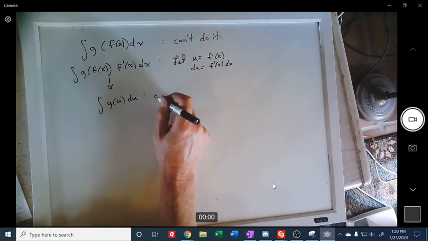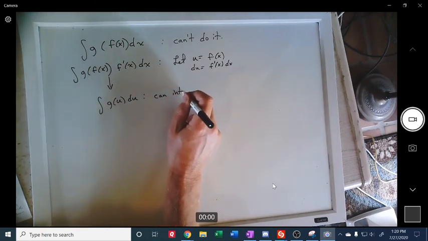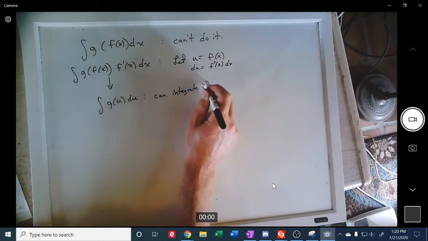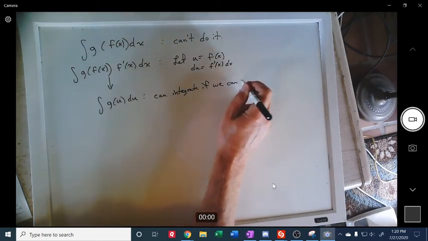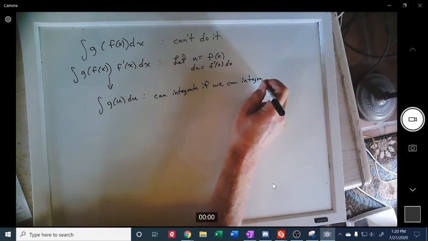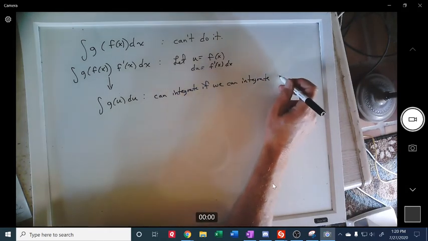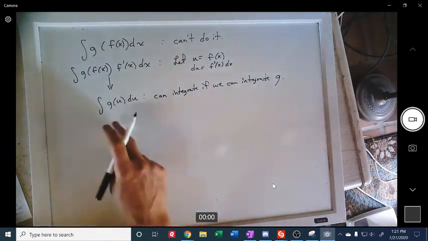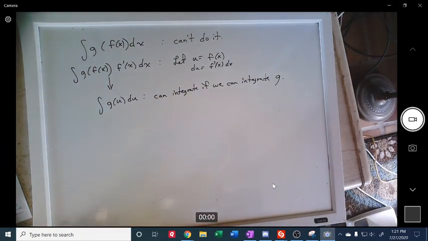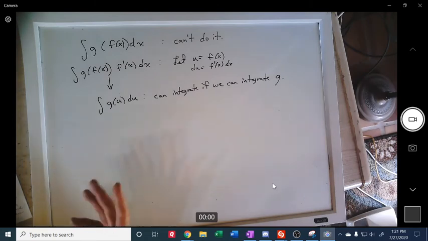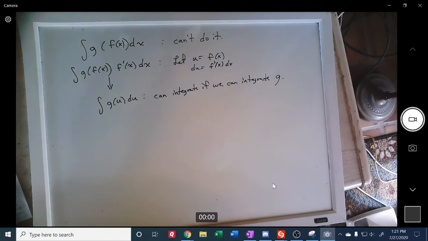And we can integrate if we can integrate g. Sometimes the function g we don't know how to take the integral of. Like for instance, remember the integral of secant squared? We can do that. But the integral of secant, we can't. For a trig function, it has to be the output of a derivative.